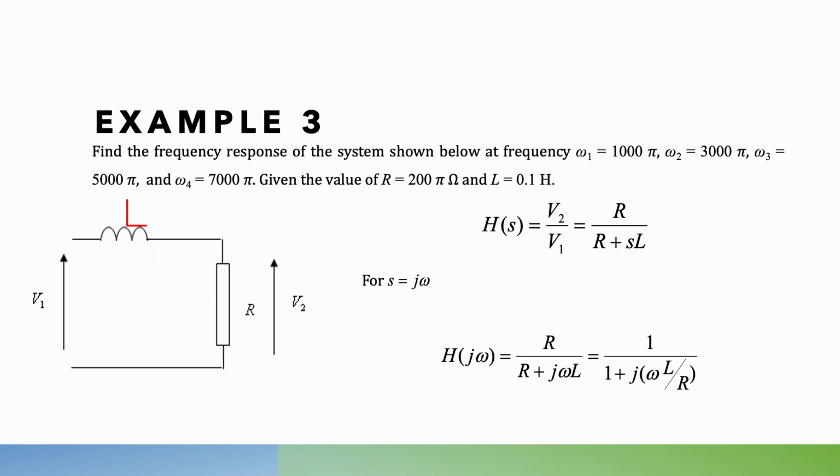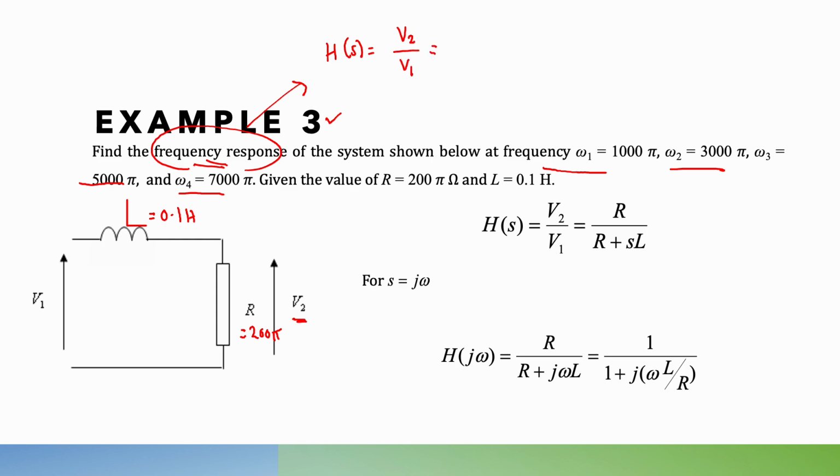Now let's look at another example, example number 3. In example number 3, they ask to find the frequency response of the system shown below at frequencies omega 1 equals 1000 pi, omega 2 equals 3000 pi, omega 3 equals 5000 pi, omega 4 equals 7000 pi, given that R equals 200 pi ohm and L equals 0.1 Henry. First of all, we need to find the frequency response. For a network, we know H(s) equals V2 divided by V1.